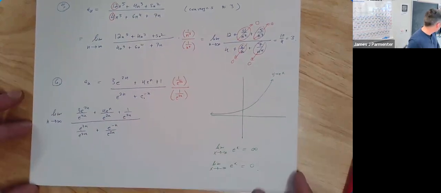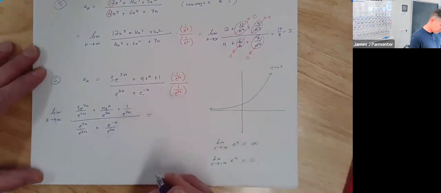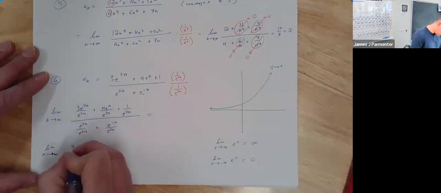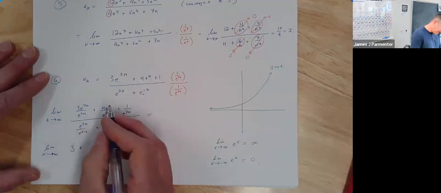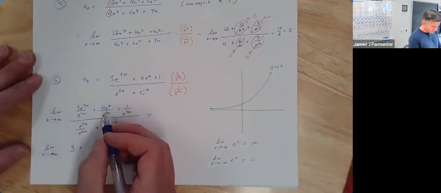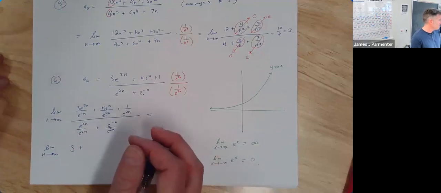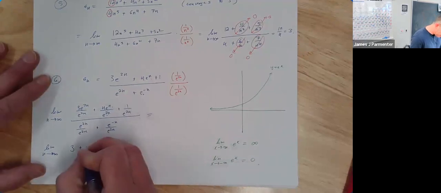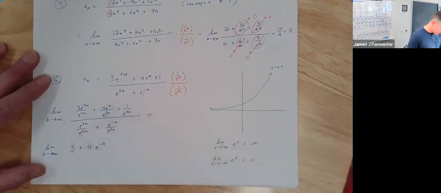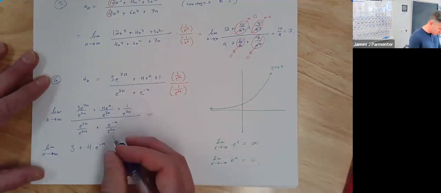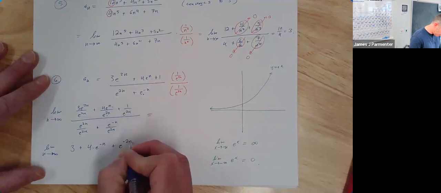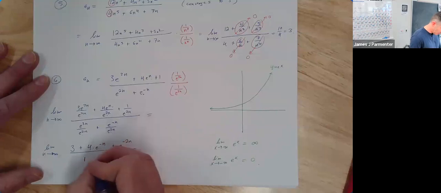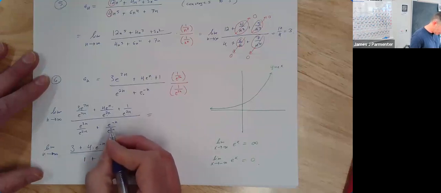And then just like every other time, I'm going to simplify this before I try and figure out what's going on. The limit as n goes to infinity, 3e^(2n) over e^(2n) is just 3. Okay, e^n divided by e^(2n). When you divide things with the same base, what do we do with the powers? Subtract. And n minus 2n is negative n. So you could write this as 4 times e^(-n). And same deal here. 1 over e^(2n) you could write as e^(-2n). On the bottom, e^(2n) over e^(2n) is 1. And e^(-n) over e^(2n), if we subtract those, you get e to the negative n minus 2n, which is negative 3n.